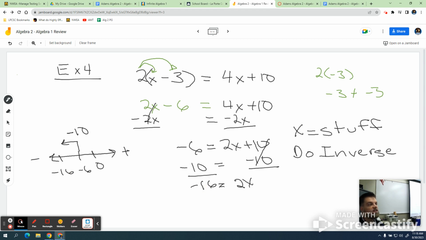What is the 2 doing to the x mathematically? Multiplying. What's the inverse of multiplying? Divide. So I'm going to divide by 2, remembering that whatever I do on one side of the equal sign, I do on the other. I just realized this equal sign kind of looks like a Z. Did you guys write it down as a Z? Yeah. Sorry. All right. What's 2 divided by 2? It's 1. What's 1 times x? x. Very good. And what's negative 16 divided by 2? Negative 8. All right, good.